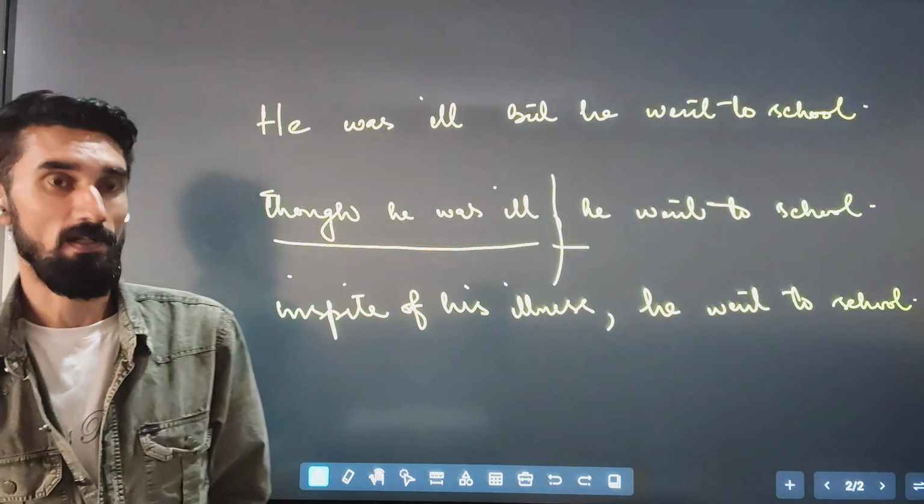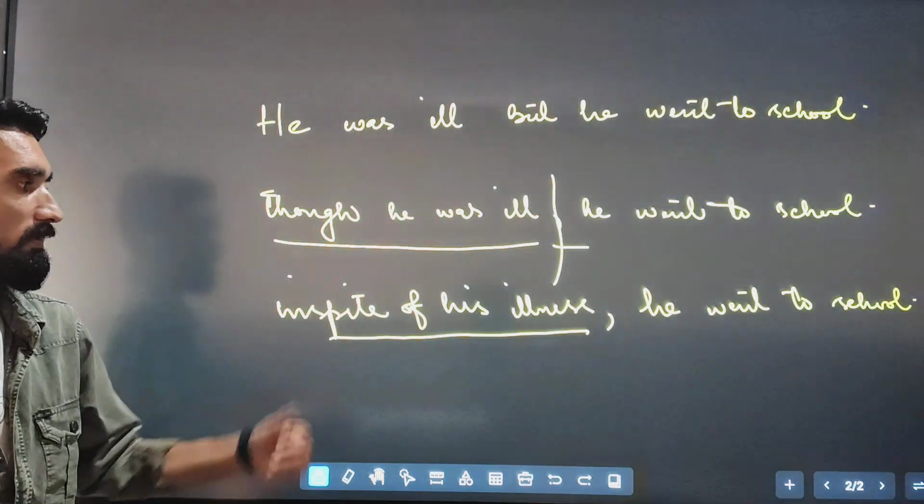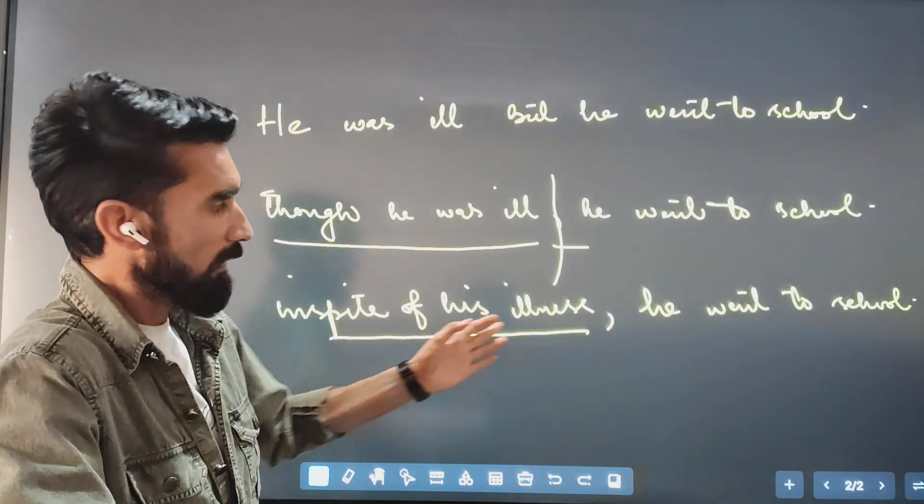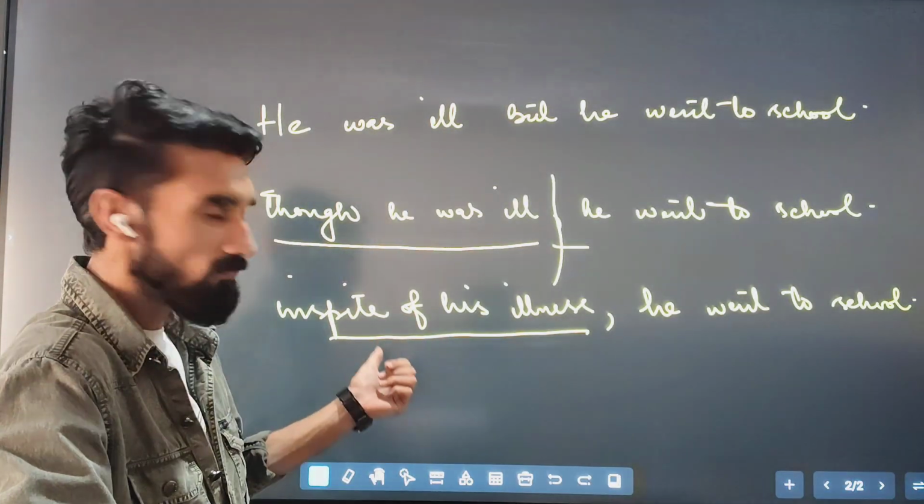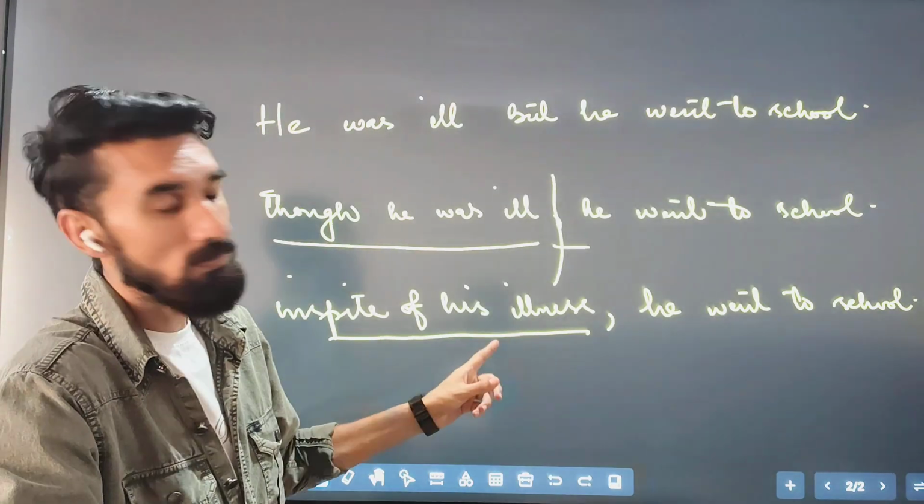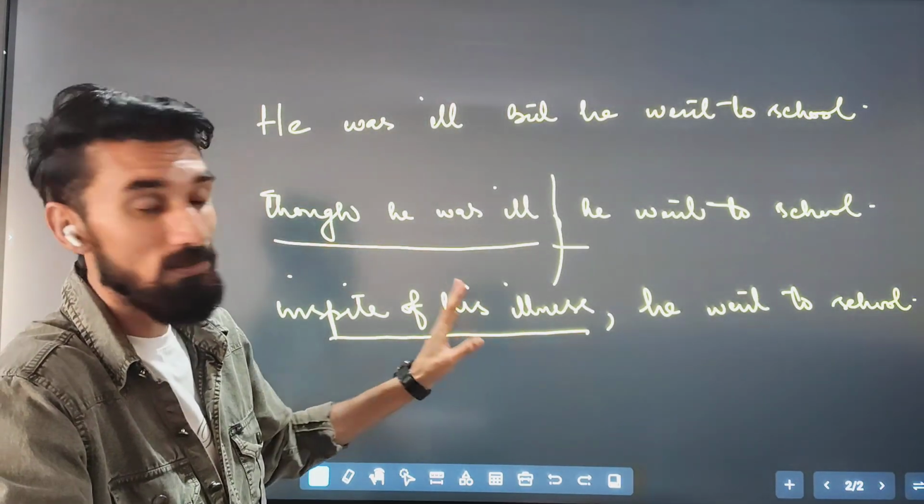In spite of his illness, there is no finite verb in this sentence now, or in this part of the statement. In spite of his illness, he went to school. Don't get confused or confuse it with a complex sentence.